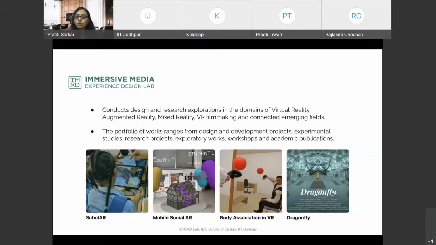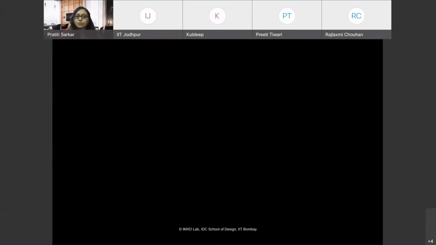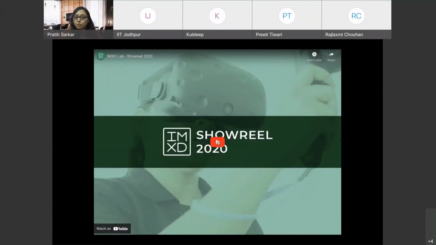We also have a portfolio of works ranging from design and development projects to experimental projects, and those which are developed during the courseworks. And some of the works have also converted to academic publications. So all these things are part of this design lab. I'll quickly give you a glimpse of what projects our lab has done, and then I'll move on to talking about the education domain specifically.